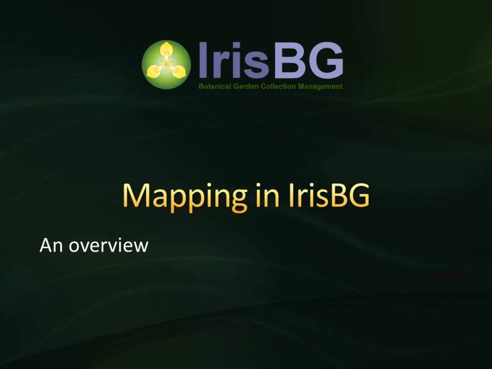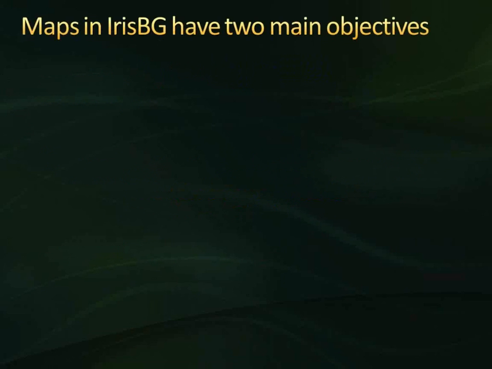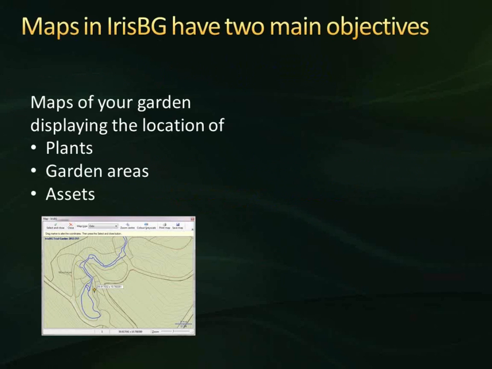So I will just talk a bit on a higher level and give you an overview of how mapping fits into our product. Mapping has two main objectives in Iris. First, it's to show things in your collection that are part of your garden.